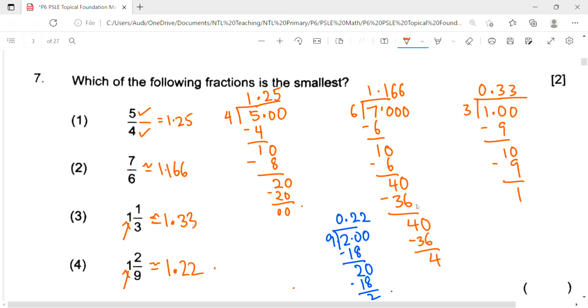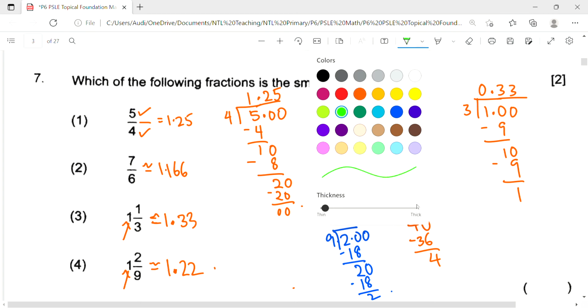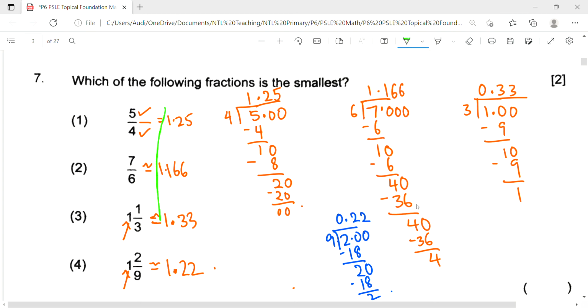So if you compare, which one is the smallest? All of these have 1, so there is nothing for us to compare. So we look at the next column. This is 2, this is 1, this is 3, this is 2. So the smallest is 1. This is our answer.